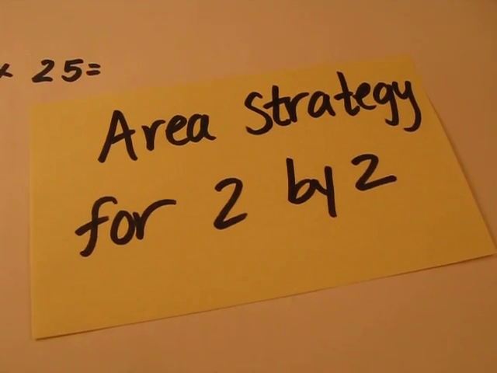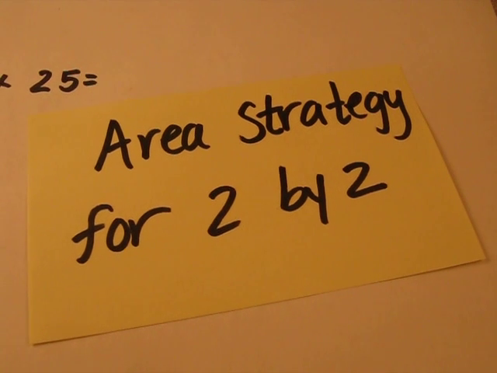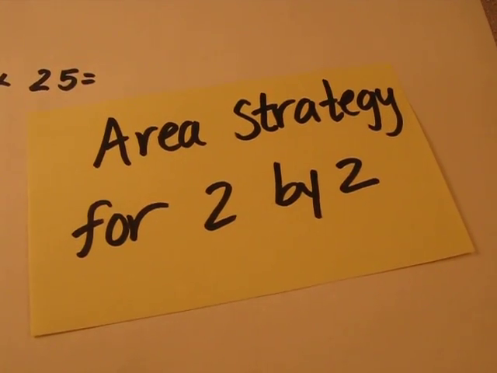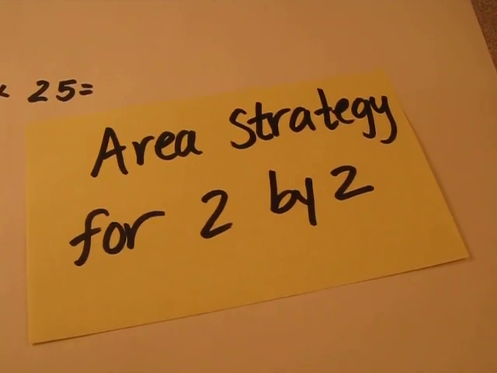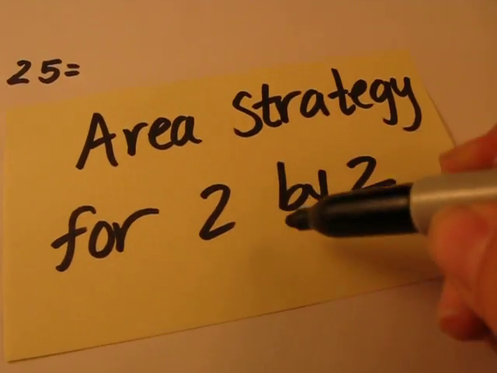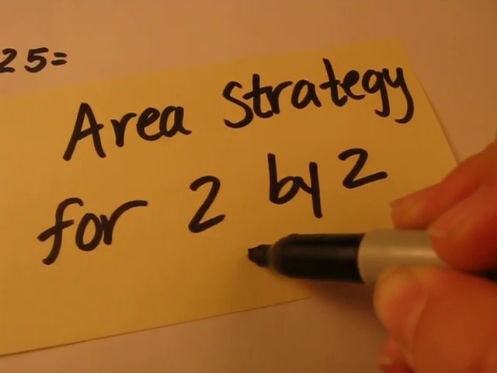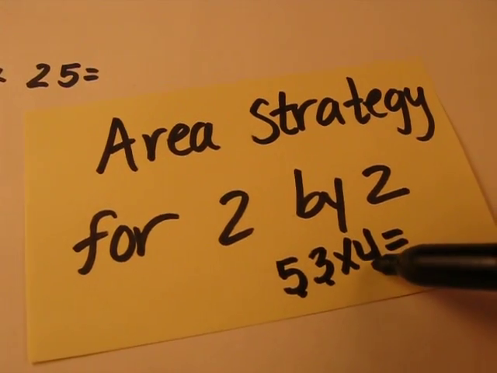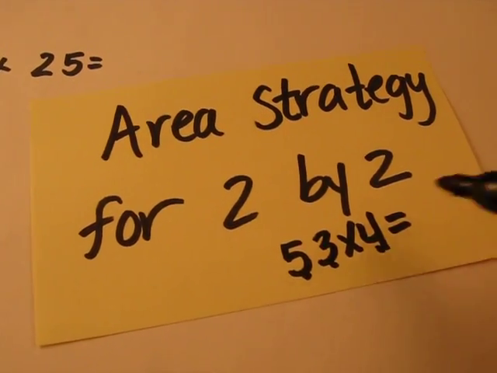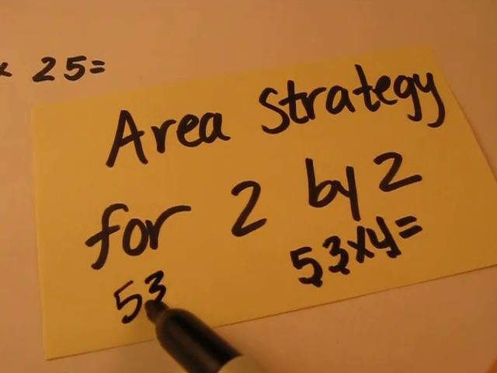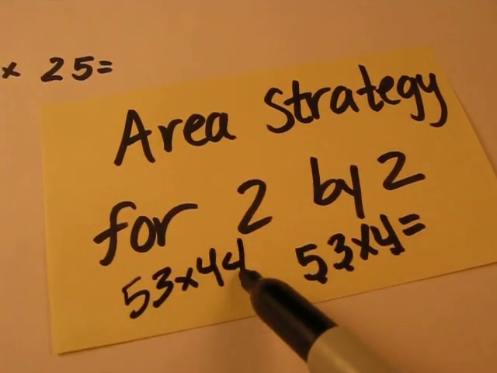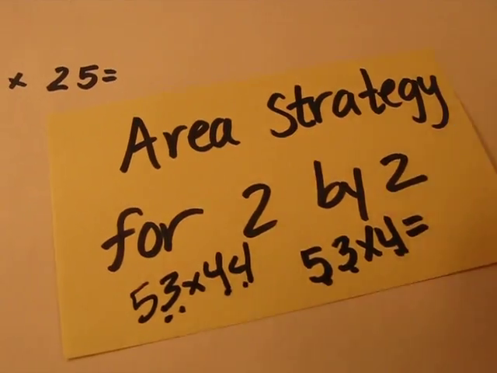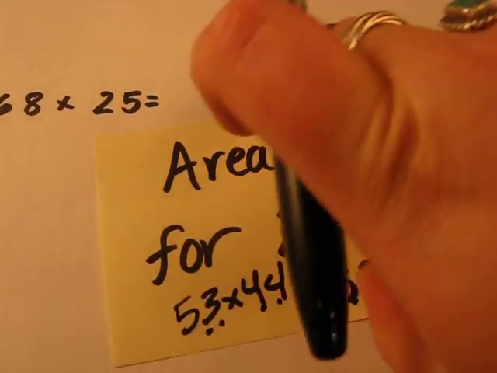I'm going to talk about the area strategy for a 2 by 2 multiplication equation. Last time we talked about this, it was for a 2 by 1, for problems such as 53 times 4, which would be a 2-digit by 1-digit. These are 2 by 2 digits, so it'd be more like 53 times 44, a 2-digit by 2-digit. So let's work with the first problem.